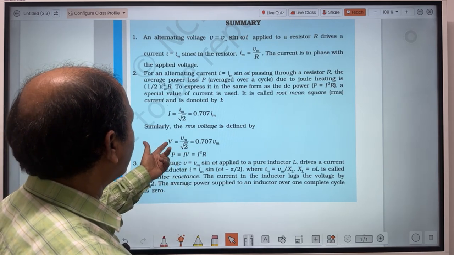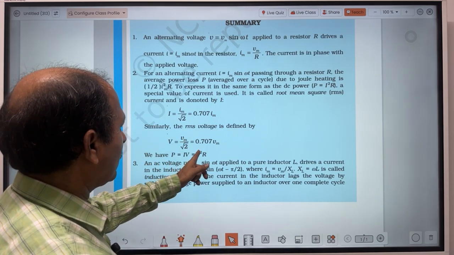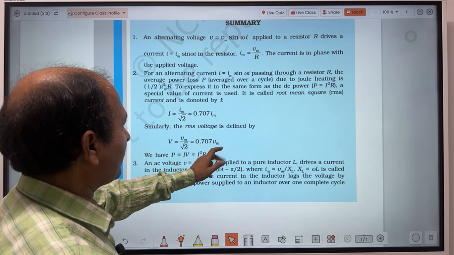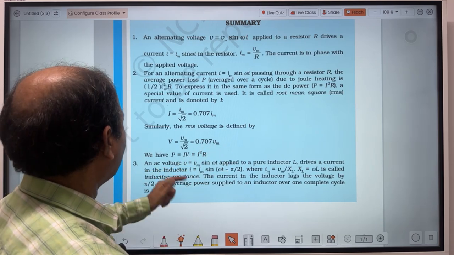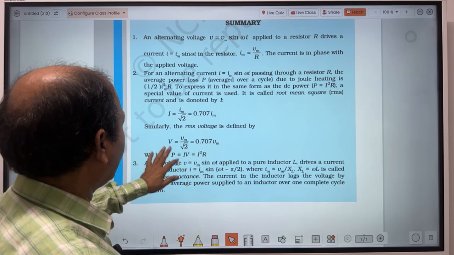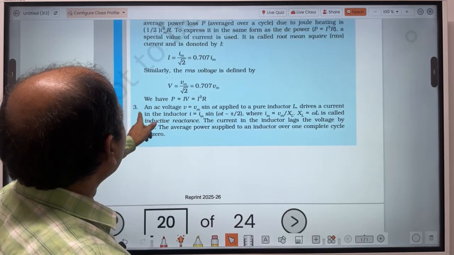Similarly, if we write RMS voltage, we write Vm, the maximum voltage, divided by root 2, that comes out to be 0.707 of maximum voltage. So we have P equal to VI or I square R.